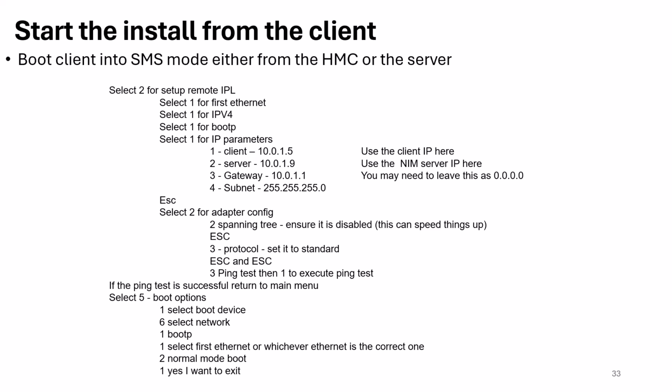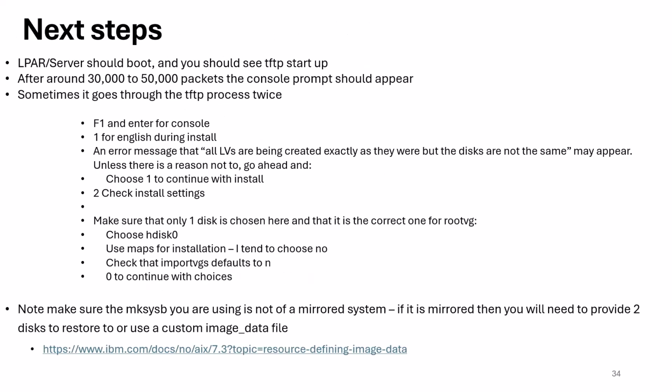Then you go and select boot options. You select your boot device, which is the network, BOOTP, etc. And then you check normal mode boot and yes to exit. At that point, it's going to go off and start doing the things that it needs to do for the installation. So the LPAR's going to boot, and you should see TFTP start up as well as BOOTP.